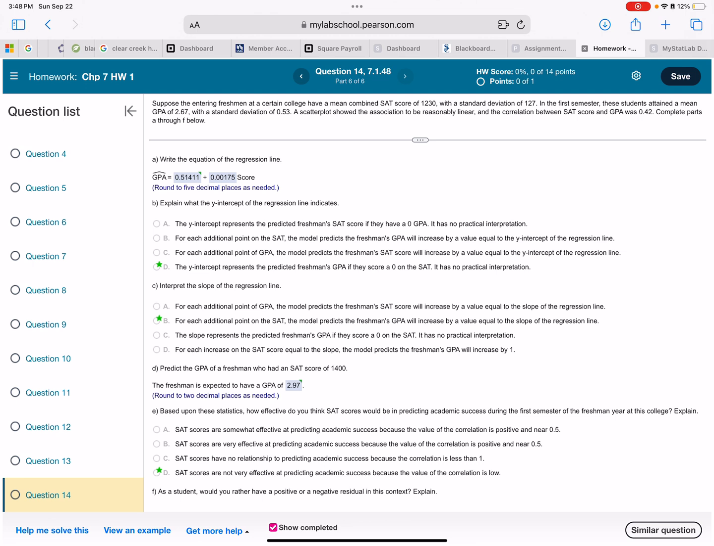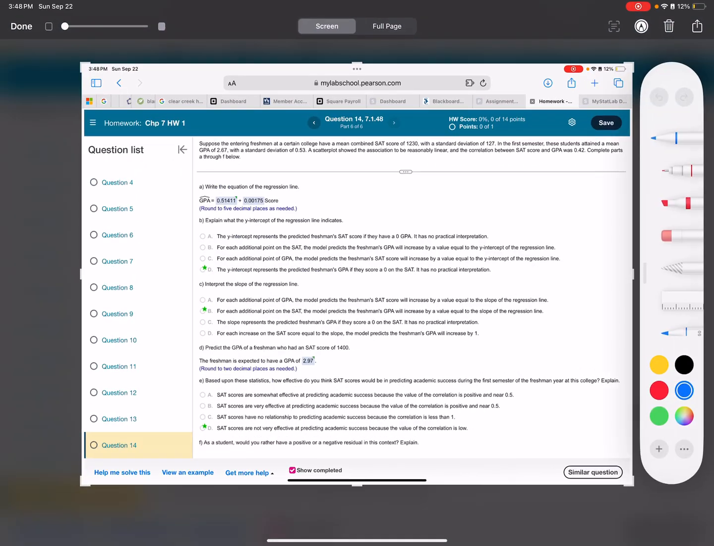Okay, so the next problem, number 14. This one was the one that I told you to take a picture of on the board because you were going to need that equation. Let me circle the things that you need. The first thing it tells you is that a freshman entering has a mean SAT score of 1230 and a standard deviation of 127. The mean GPA is 2.67, with a standard deviation of 0.53.